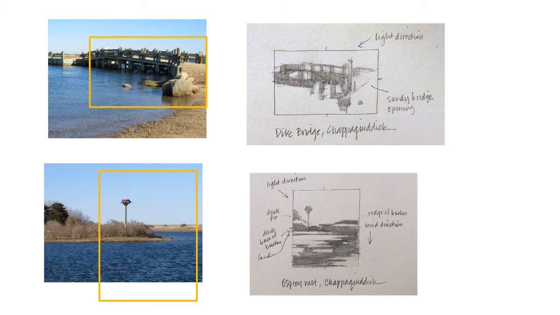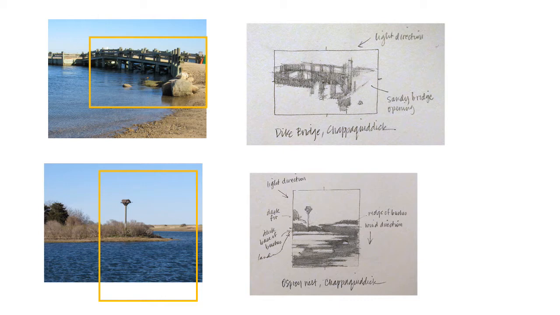I also made a note about the light direction so that I can make sure that when I do my final sketch, I'm really concentrating on showing how the light is coming from one direction. For example, how it's hitting the upright pilings that are near the rocks and how you can see shading on one side. Likewise, on the second sketch, the osprey nest, down below, I indicated the light direction.